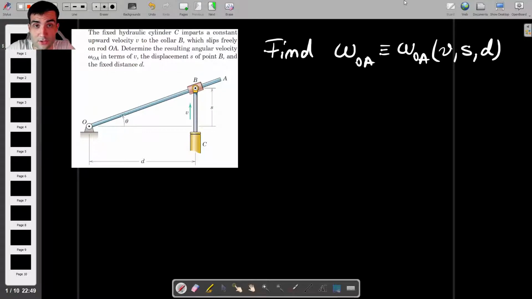Here's another kinematics question, which we're going to approach without actually using Euler's equations this time around. Okay, so let's see what we have.